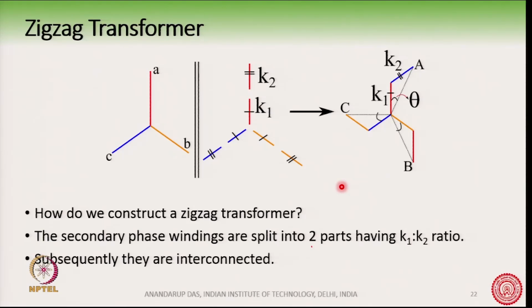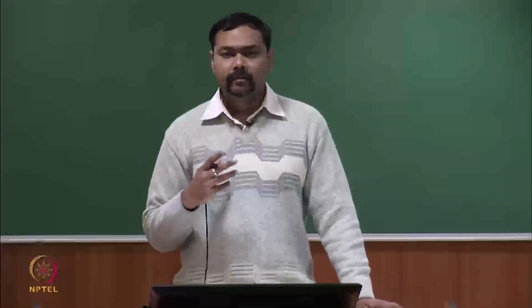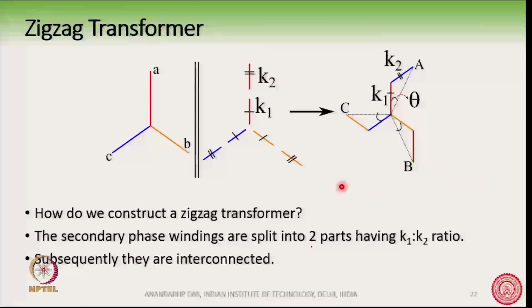We can always do this because these windings are on a core, and we can have 2 windings having K1 turns and K2 turns on the same limb. So, they are basically linking the same flux. So, we can draw the diagram like this. In order to make a zigzag transformer, we subsequently interconnect these windings, but in a slightly different fashion. How do we connect it?